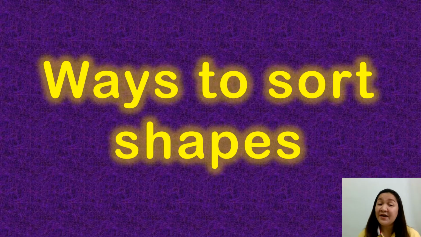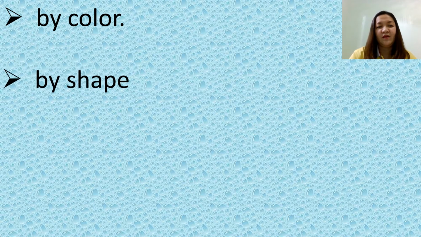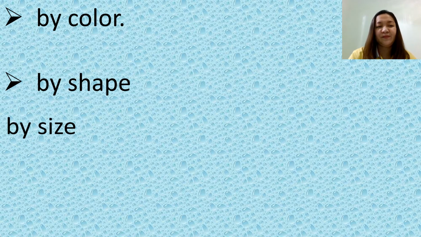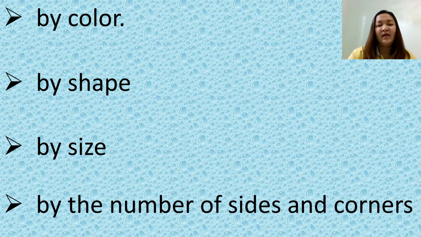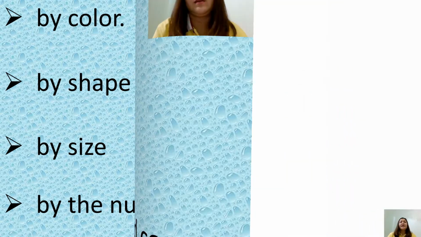So there are several ways to sort shapes. The first one is by color, by shape, by size, and the last one is by the number of sides and corners. And now I'm going to show you how to group the shapes by color.